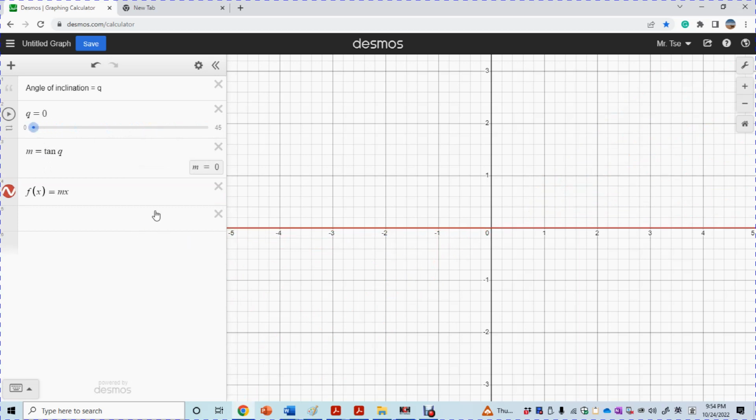So that's it. I hope that helped you learn how you can use an angle of inclination to draw a line in DESMOS.